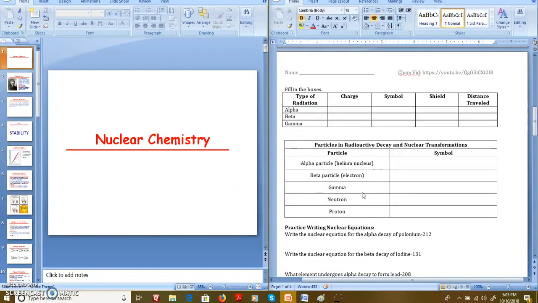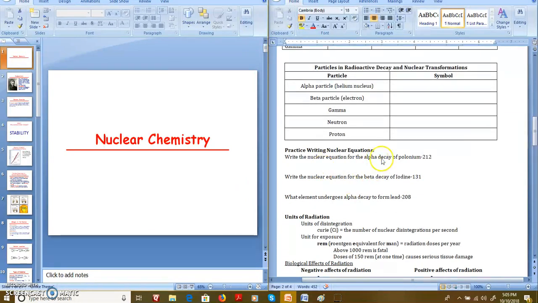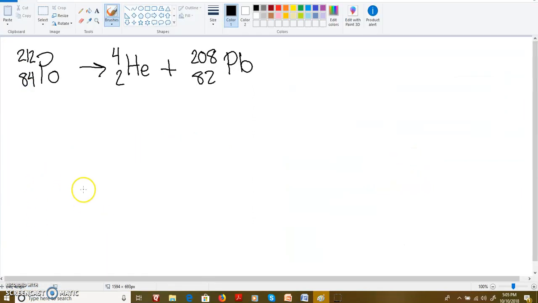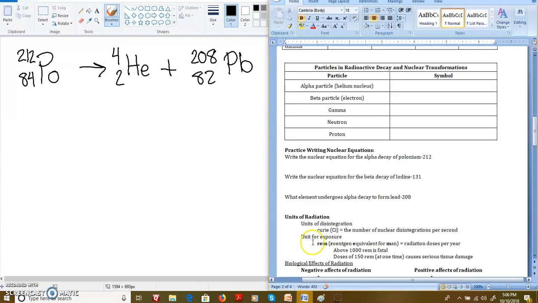So last time you were asked to write the nuclear equation for the alpha decay of polonium. If you wrote the correct equation, it should look something like this. Lead has an atomic number of 82, so 82 plus 2 is 84, which equals polonium's, and then 208 plus 4 equals 212. Now what I want you to try to do is solve the next two questions: the beta decay of iodine and which element undergoes alpha decay to form lead 208. Give that a try.